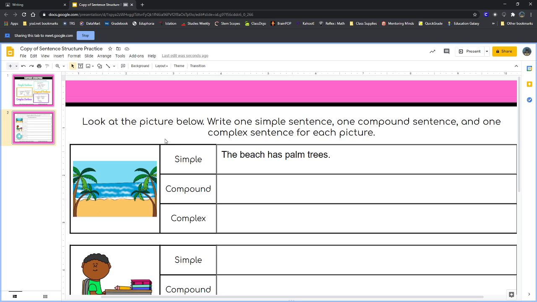Remember, simple sentences aren't bad. Nothing wrong with them. But we want to make sure that when we write, we don't just use simple. We want to try adding some compound or some complex sentences as well.